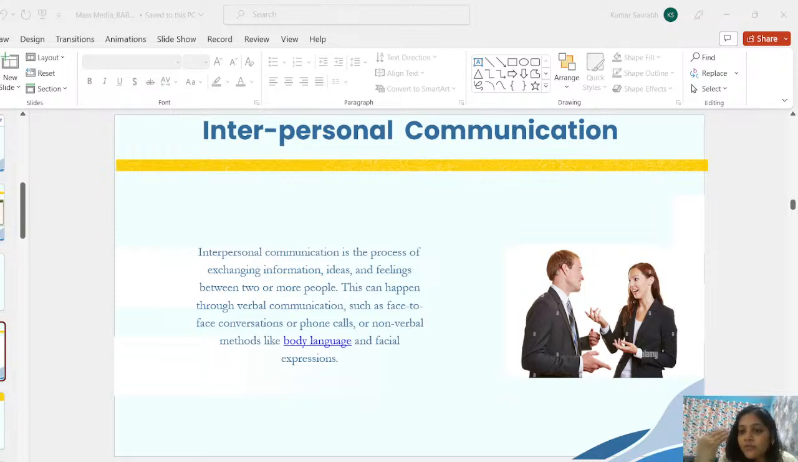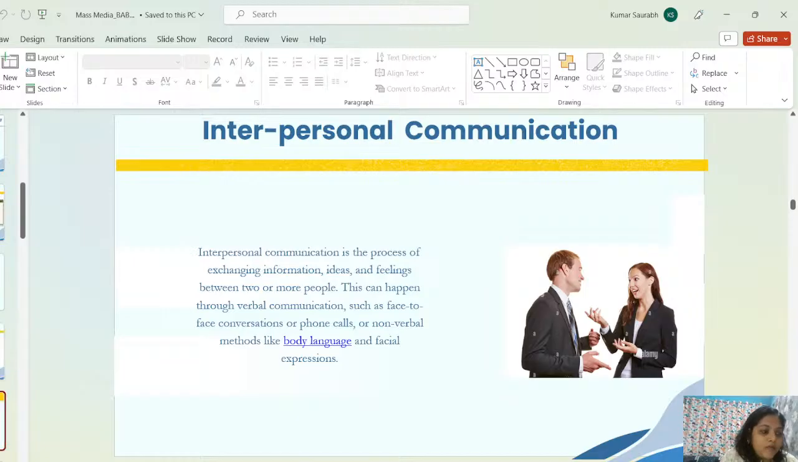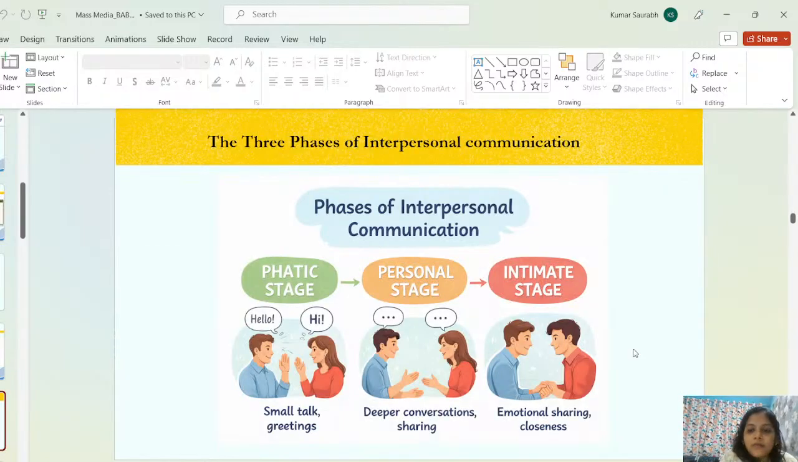You are observing very closely if that person is nervous, confident, or confused. Everything can be observed in interpersonal communication. I think this is clear now. This is not the end of interpersonal communication. Interpersonal communication has three phases. The first is the fatigue stage, the second is the personal stage, and the third is the intimate stage.